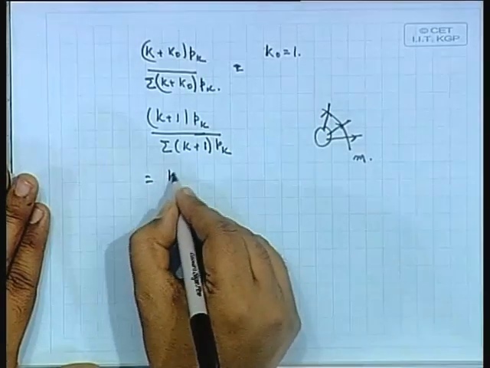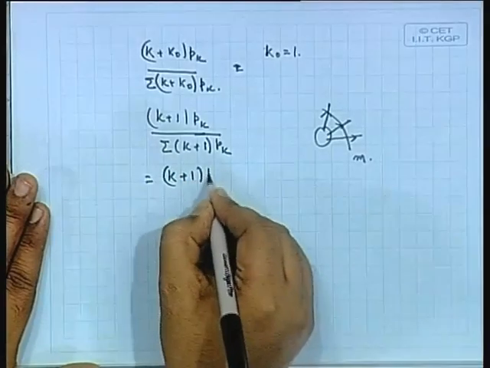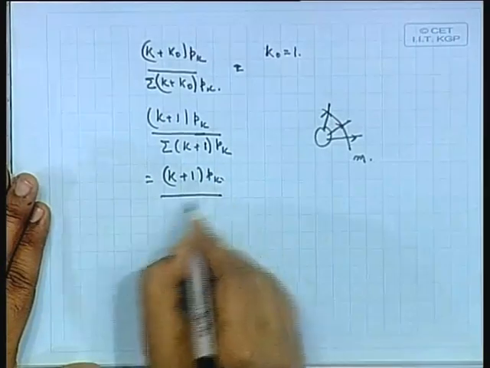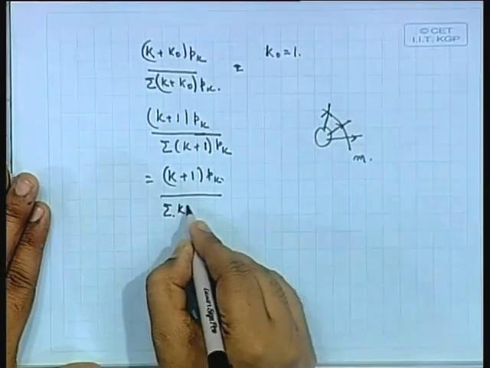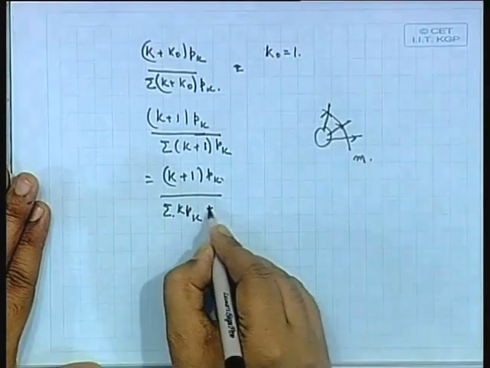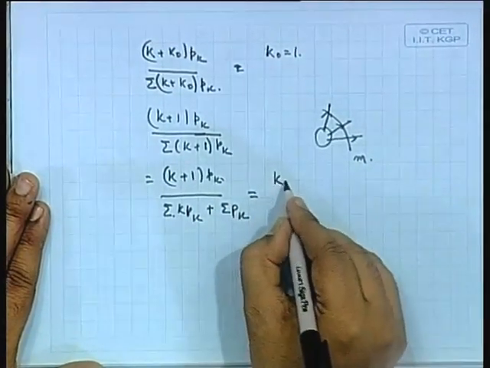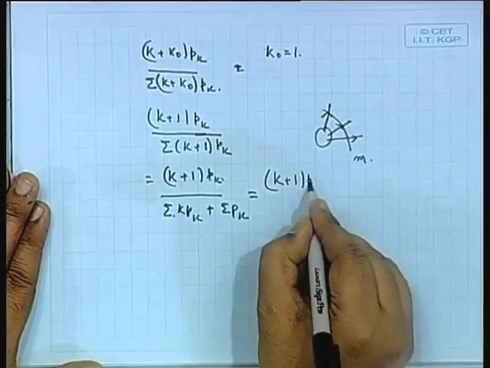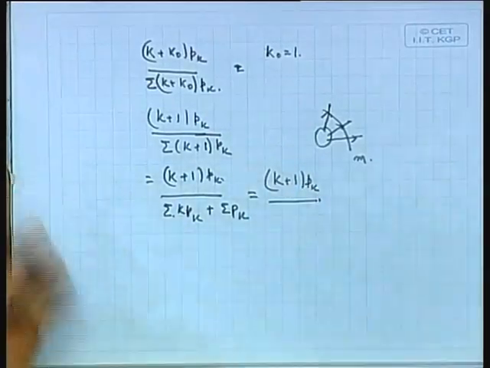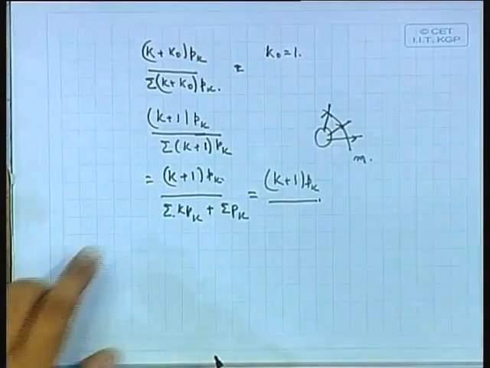Then what does this become? Tell me. (k plus 1) P_k over the summation of k P_k plus the summation of P_k. So, the top is okay, (k plus 1) P_k, and what does the bottom become? What is k P_k?